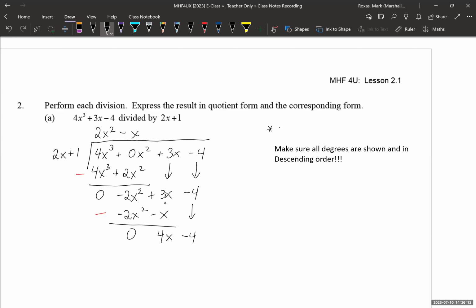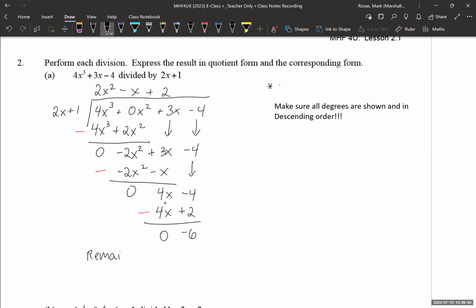And then the last thing, well, 2x times what is 4x? So that's going to be plus 2. And then 2 times 1 is 2, so plus 2. Okay, and then subtract. 4x, take away 4x is 0, and minus 4 take away 2 is minus 6. And there's our remainder. Okay, so remainder equals minus 6.